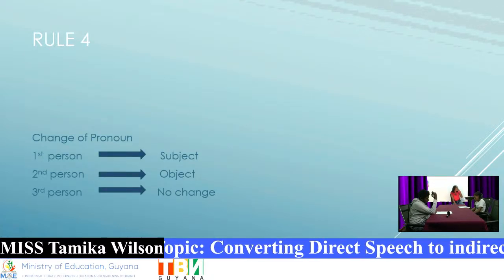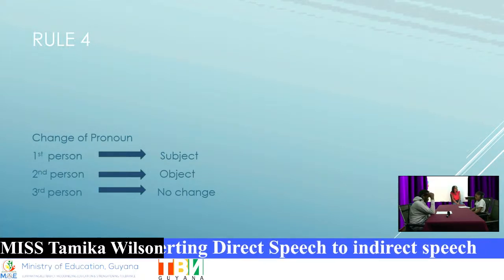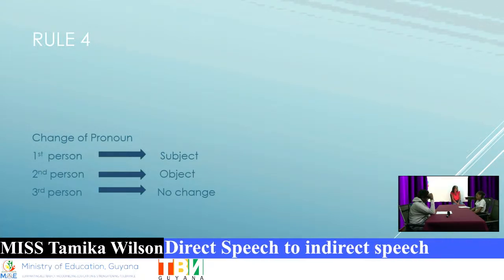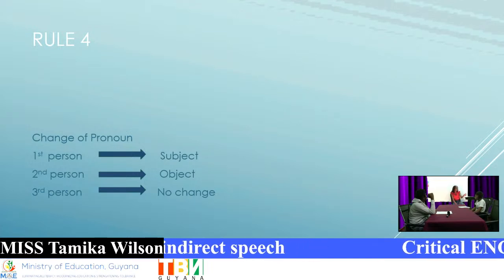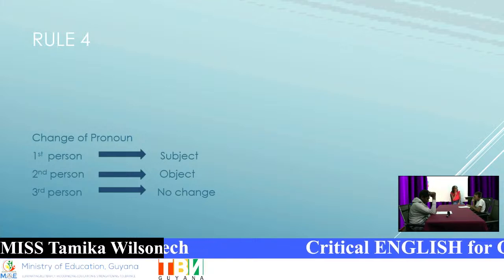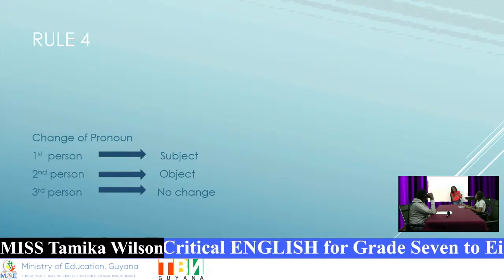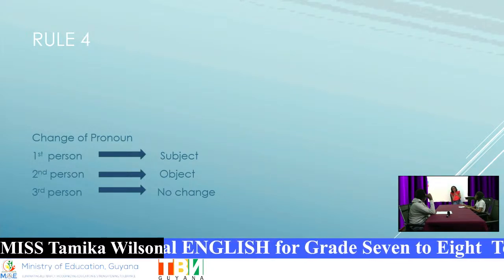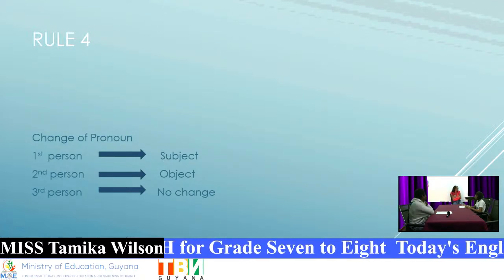Step 4, change of the pronoun. So if we have the first person pronoun in the direct speech, in the quoted speech, it becomes the subject. We're going to see how that operates in a minute. So the first person in the direct quotation, because we've already accounted for "she said," yeah? So we're making the transformation now to the quoted speech, those in inverted commas.